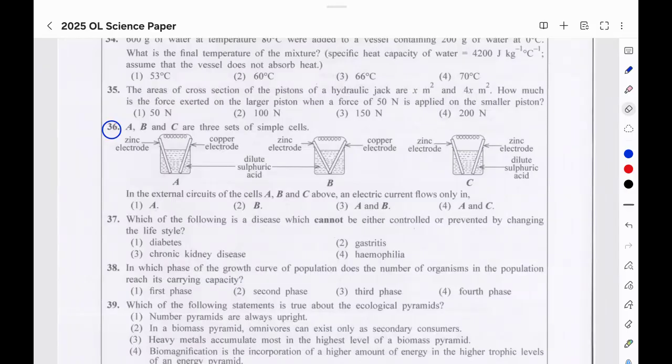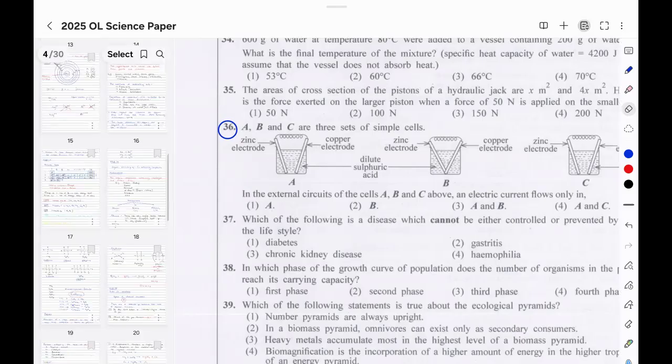What is the answer? A and B. Some say A and some say B. Some of them are saying A and B both. Right. Okay.